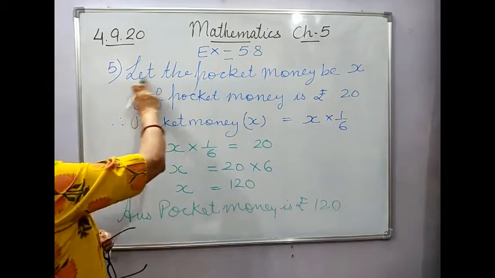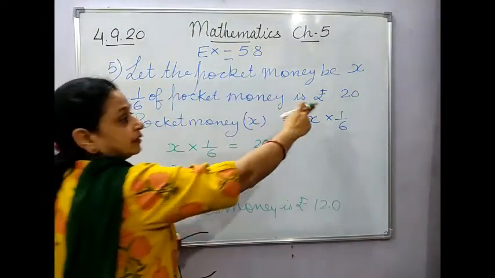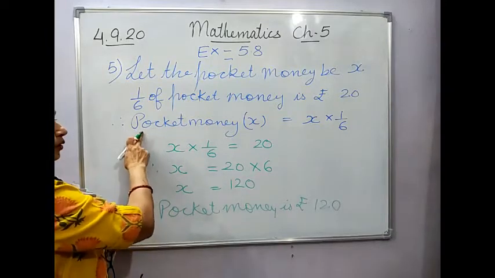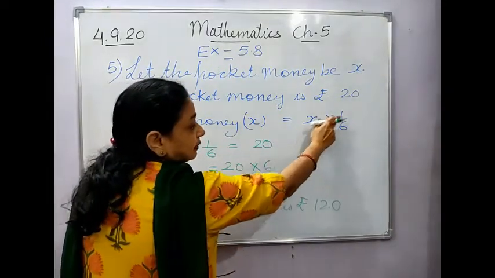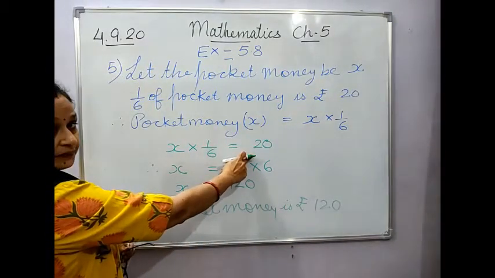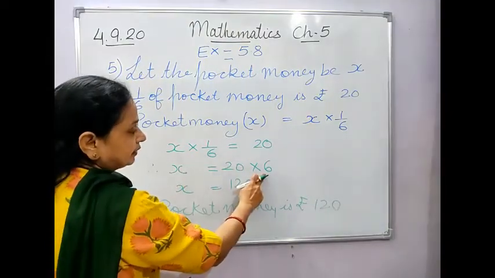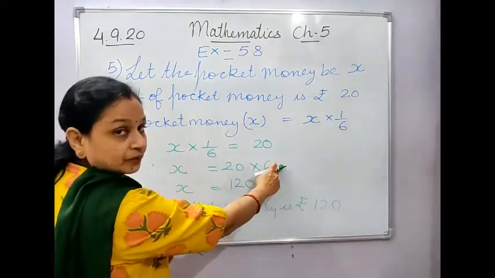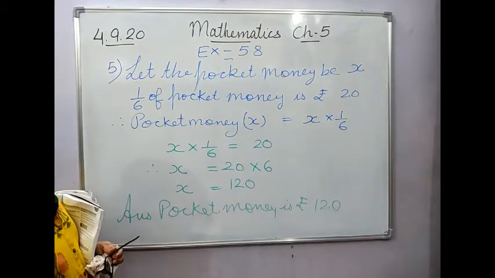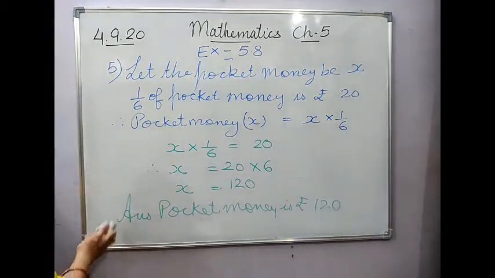Clear? Let the pocket money be x, we have assumed it, and 1/6 of that pocket money would be 20. Earlier I wrote 120, sorry for that. So pocket money will be x multiplied by 1/6, that is 1/6 of x, which is rupees 20. Now we will solve it. When we take it here, this denominator will become the numerator on this side, and we multiply and we get the answer. Okay.